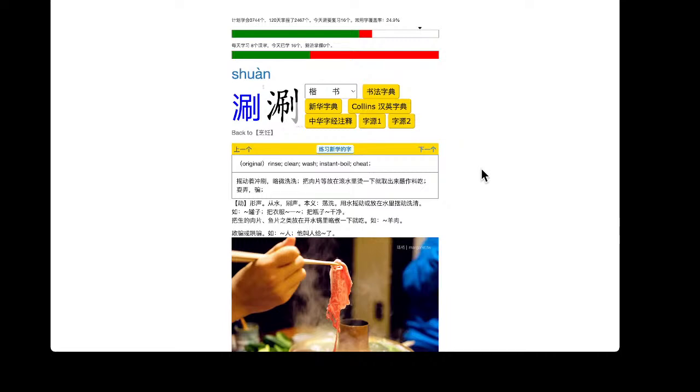This is called 涮羊肉, 涮火锅. Usually this type of food is called 火锅. It's because obviously when you do that, you need a stove burning all the time on the table, right? So that thing is called 火锅. Okay, so this is 涮.